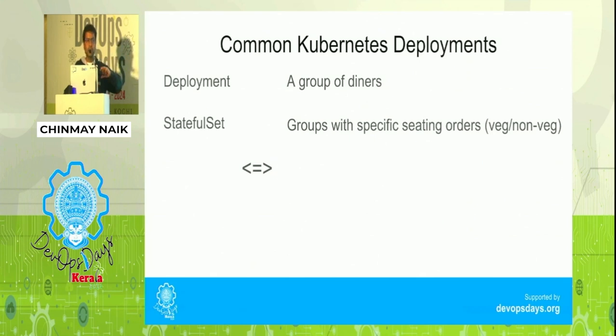In that case, think of it as a stateful set: you will actually sit in the same set of arrangements that you were sitting in before. Like the typical veg, non-veg example I'm taking, those people will sit together to be able to easily share food and whatnot, for example.